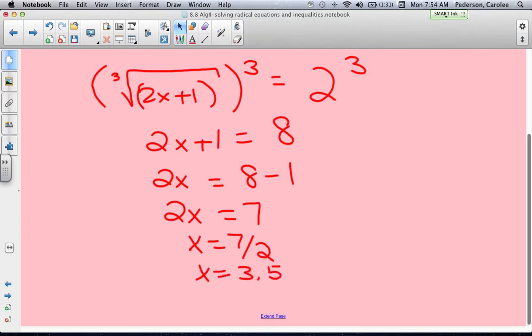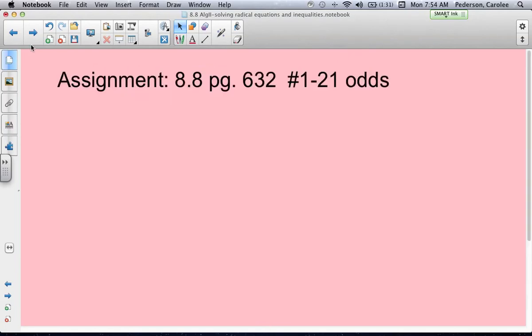That's the continuation of our lesson for today. This will be the assignment for 8.8.